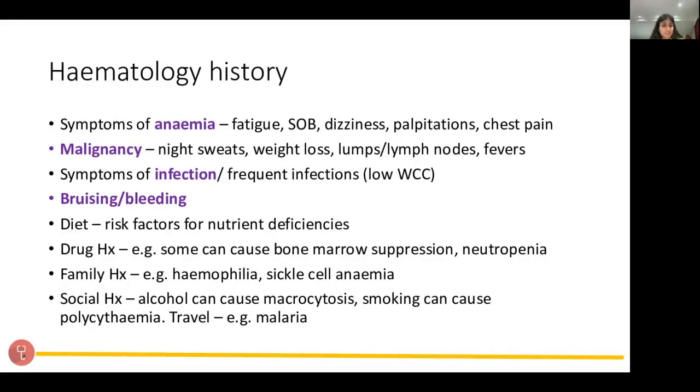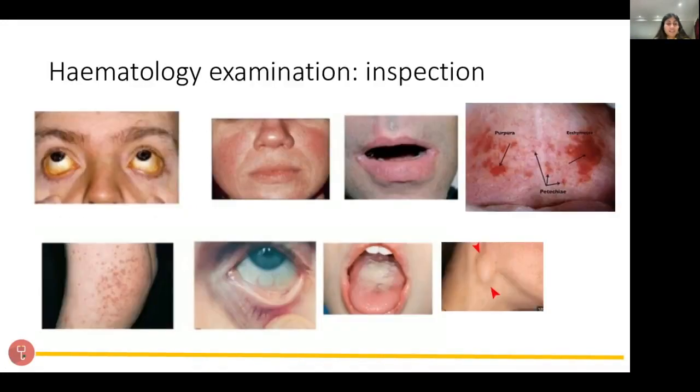Yeah, cool. So we'll go on to the next slide. Oh, and then travel, malaria can often cause anemia as well. So just asking if they've been abroad anywhere recently, especially if you've got a very well patient, or someone who was previously very well and has suddenly come back from holiday, very unwell. So yeah. So that was the history.